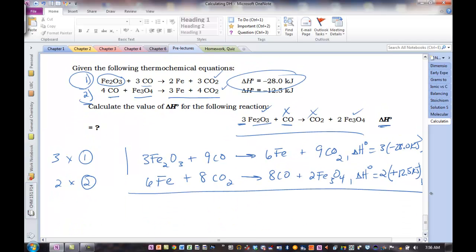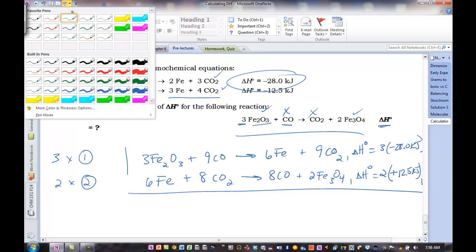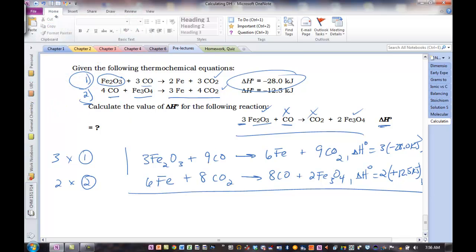So, does this work out? Do I end up with the equation that I want? Well, let's see. We can start canceling things. We have 6 moles of iron on the product side, 6 moles of iron on the reactant side. That goes away. Now the CO2 and CO is a little bit trickier because I have 9 moles of CO on the reactant side. I only have 8 on the product side. So I can cancel 8 here, I can cancel 8 here, leaving me 1 mole of CO on the reactant side. Same thing here. Cancel 8 CO2 on the reactant side, I can cancel 8 from the product side, leaving 1 mole of CO2.